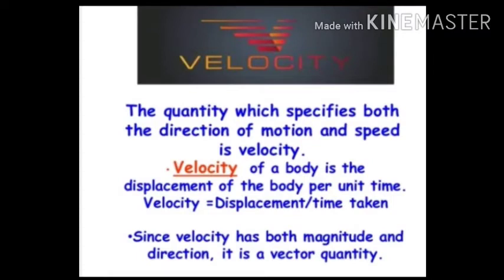Now velocity, the quantity which specifies both the direction of motion and speed, is velocity. Velocity of a body is the displacement of the body per unit time. Means displacement by time taken is called velocity. So speed with direction is called velocity. Velocity has both magnitude as well as direction, so it is a vector quantity.